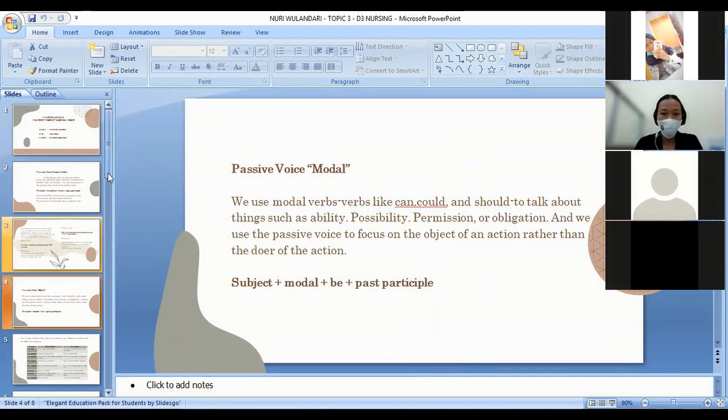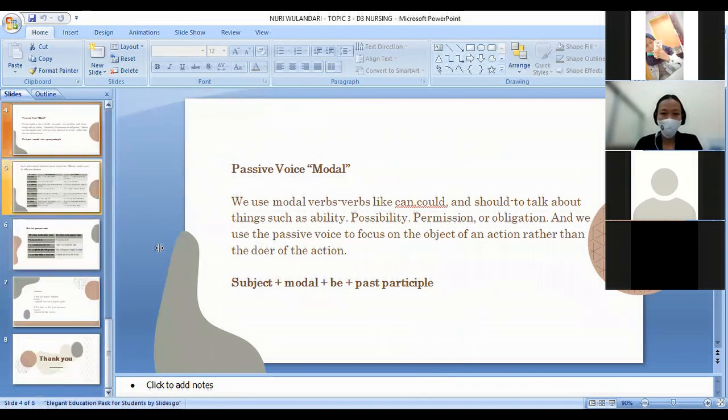Passive voice modal. We use modal verbs like can, could, and should to talk about things such as ability, possibility, permission, or obligation. And we use the passive voice to focus on the object of an action rather than the doer of the action. Subject plus modal plus be plus past participle.